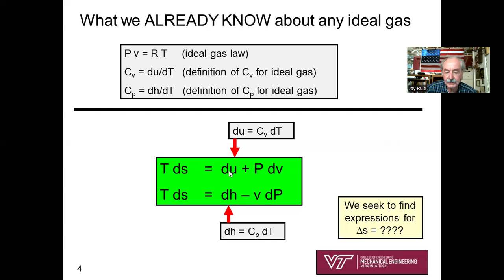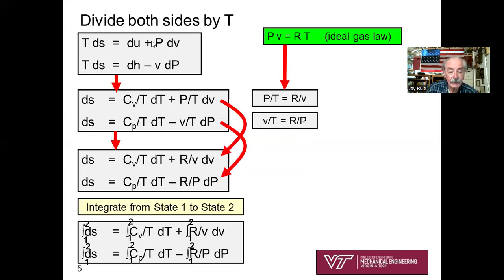Well, for an ideal gas, instead of du, let's substitute Cv dT, where Cv can be some polynomial function. It doesn't have to be a constant number. It can be a variable function. Let's substitute Cp dT for dh. Okay, so we're trying to figure out how we find delta S equals something. Hopefully you got it so far, right? Okay, so we started with this, and then we substitute du as Cv dT.